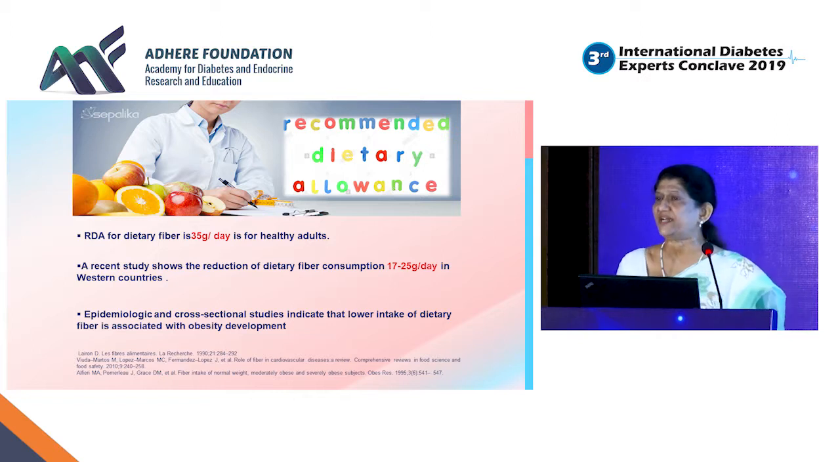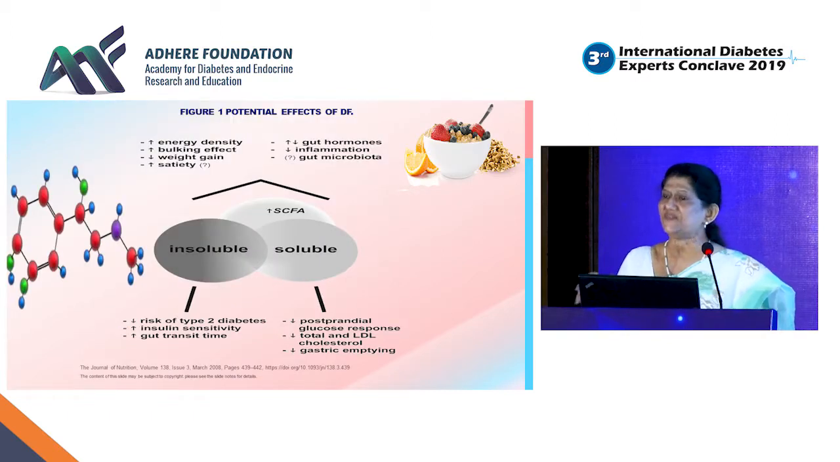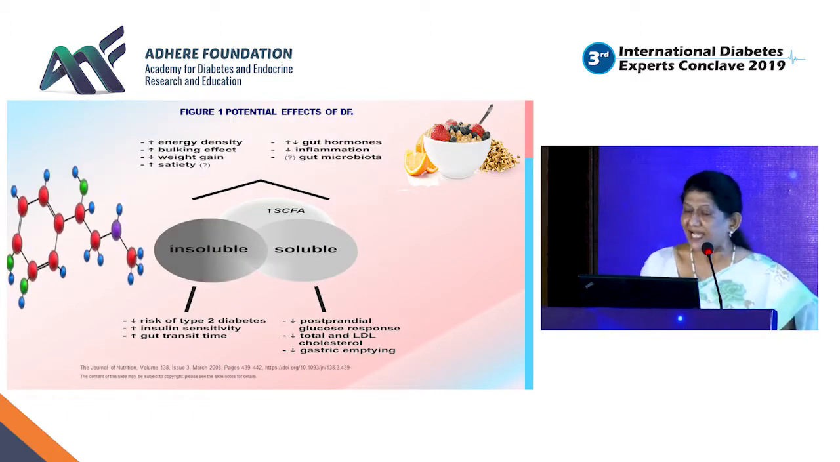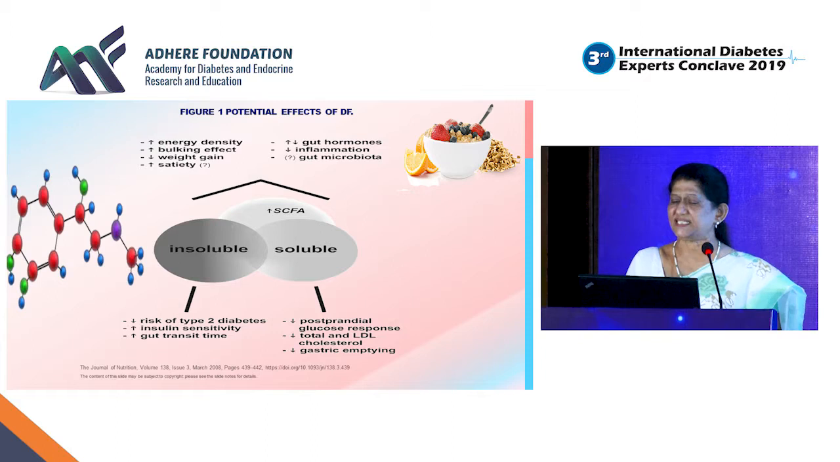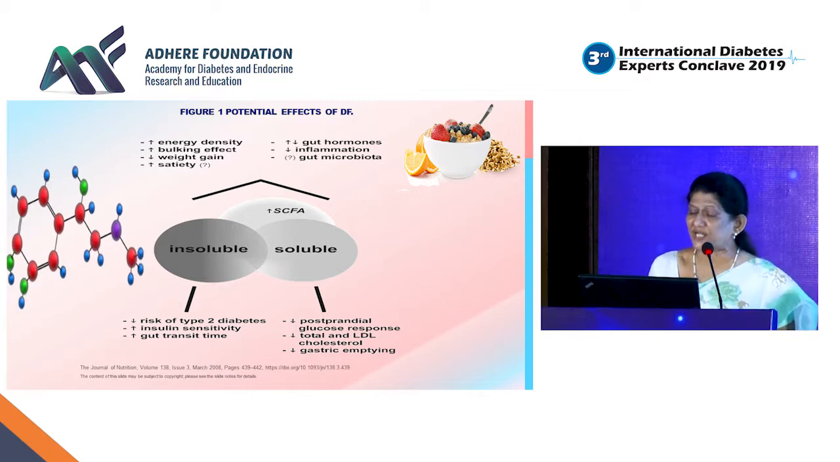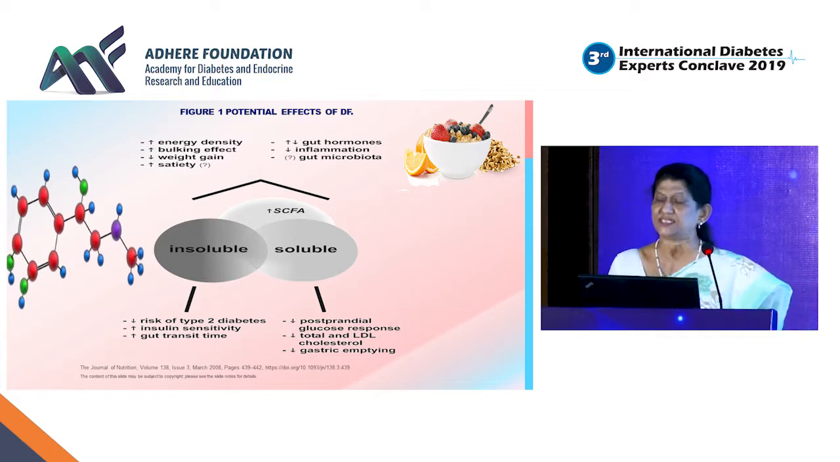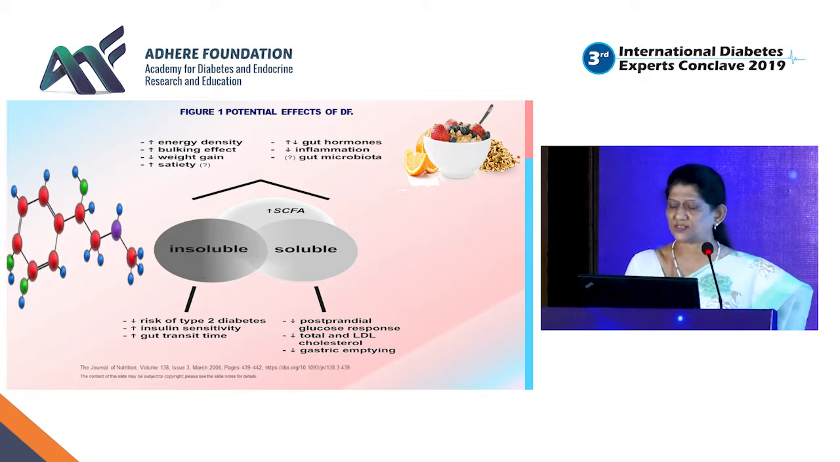Now to some potential effects: we all know that fermentable carbs have the potential effect with synthesis of short chain fatty acid, and the most important, which we have just put up here, is the increasing energy density, bulking effect, weight gain, and this satiety effect. The gut hormone increase or decrease, inflammation decrease with CRP and other markers, and the gut microbes. So the risk of type 2 diabetes reduces, insulin sensitivity reduces, gut transit time reduces, hence reduction of glucose response, total and LDL cholesterol, and gastric emptying.